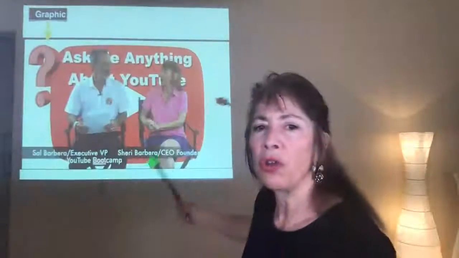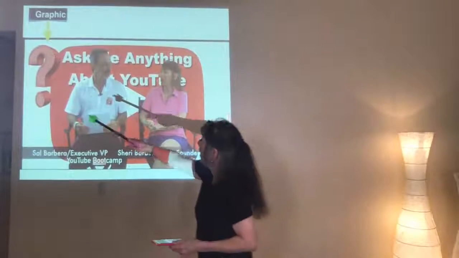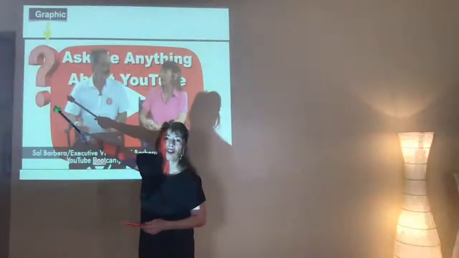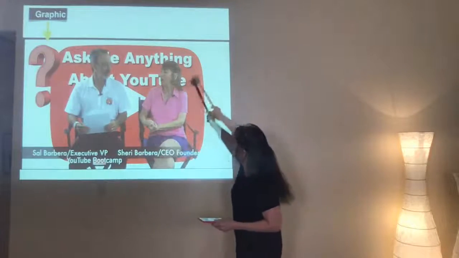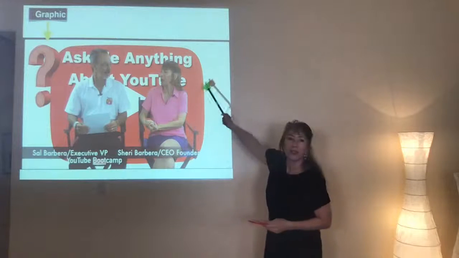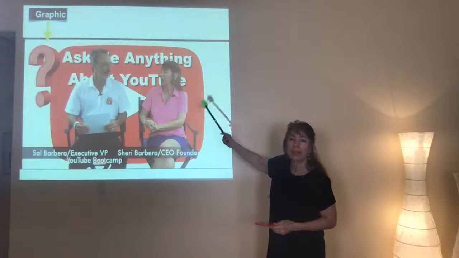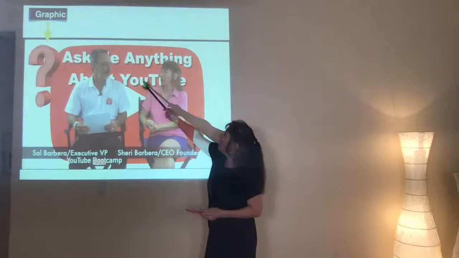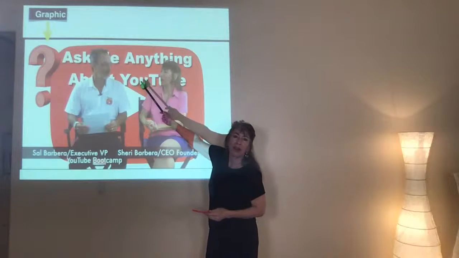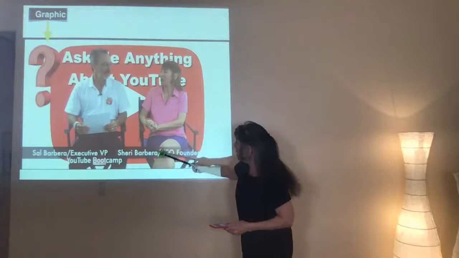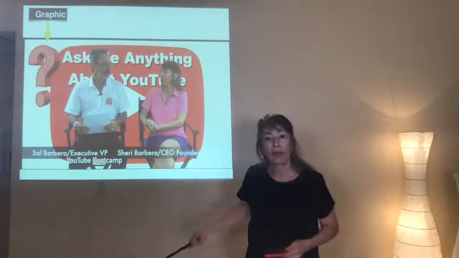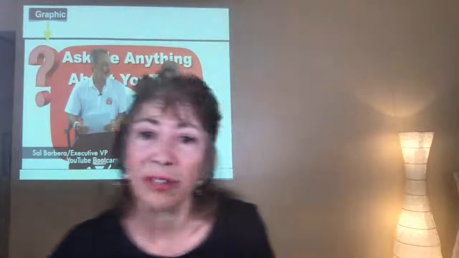Now I'm going to show you about graphics. And the question mark is a graphic. This YouTube logo behind us is a graphic. This in front of the YouTube logo is text. This is called a lower third. And this is also text.